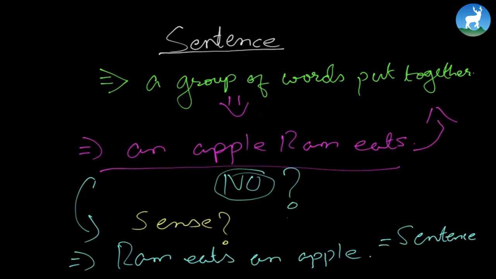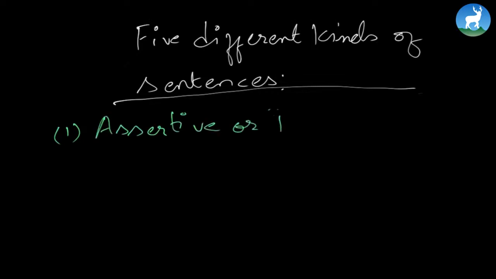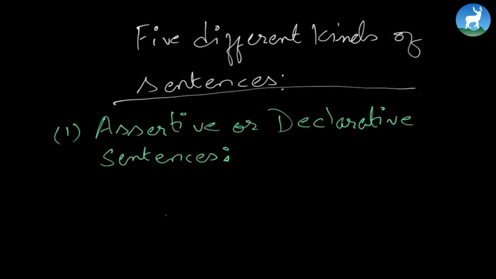And do you know that there are 5 different kinds of sentences in English? Let's look at these 5 different kinds of sentences quickly. It will help us understand the grammar portion later, and it is very important to know them. The first one is assertive or declarative sentences. So what do you think are assertive or declarative sentences?